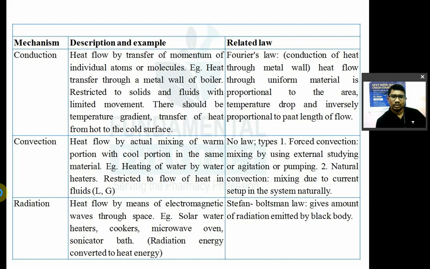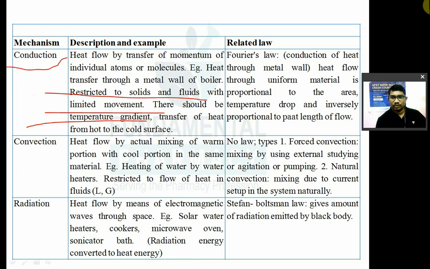Now again you can see here summary, the mechanism, description, example and related laws. So conduction, heat transfer by conduction. Heat flow by momentum of individual molecules or atom. Example is nothing but the heat transfer through a metal wall of boiler. This mechanism of heat transfer, conduction, is only restricted to solids and fluids with a limited movement. There should be temperature gradient for the effective heat transfer, from hot to cold surface.